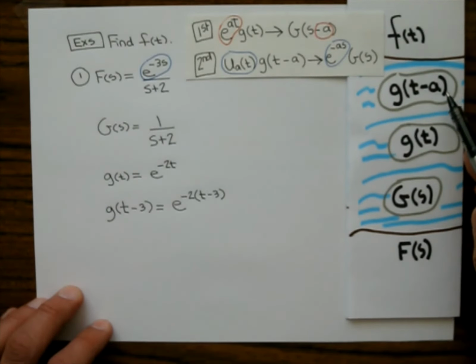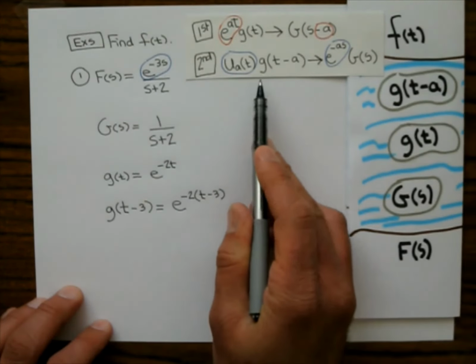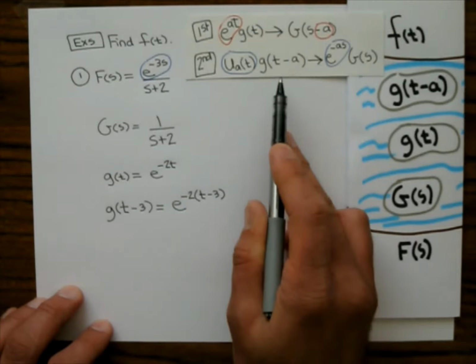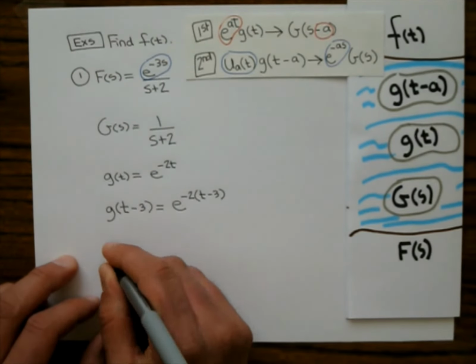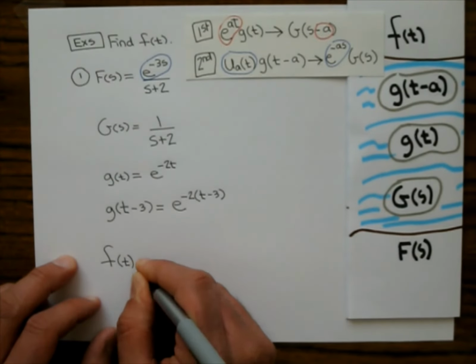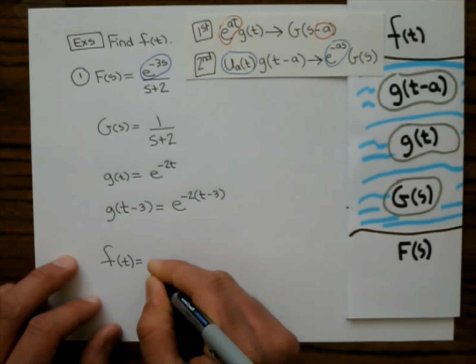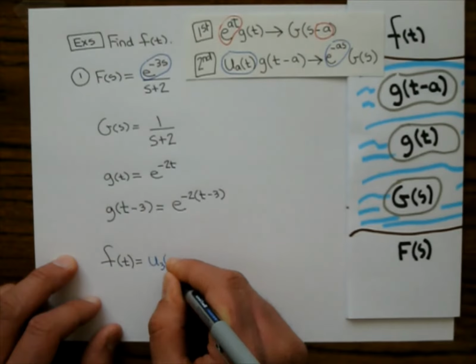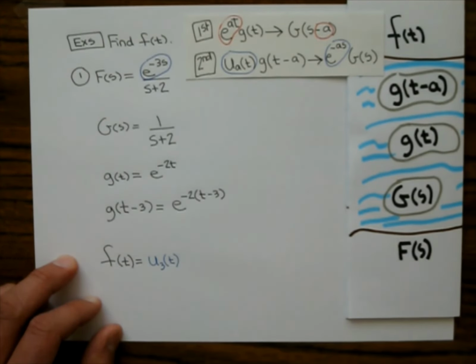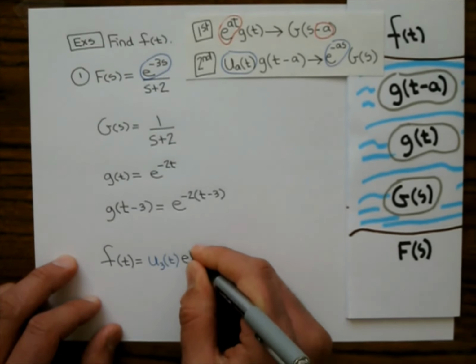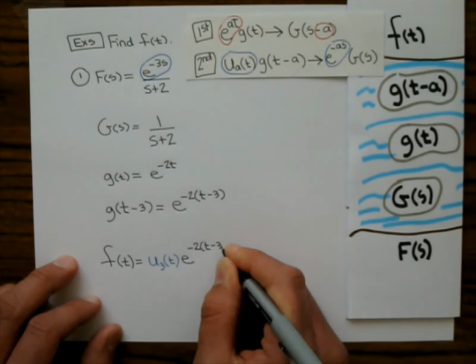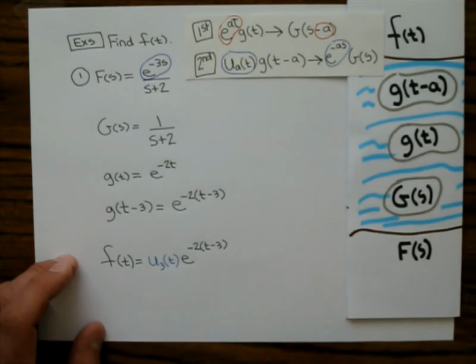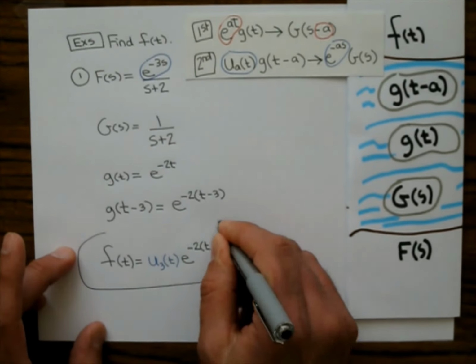Okay, so I'm standing on that rock and I'm going to jump to the shore by multiplying this thing right here by u sub a, u sub 3. So f of t equals u sub 3 of t times e to the negative 2 times t minus 3. We don't have to distribute that. You could if you want. And there's your final answer.